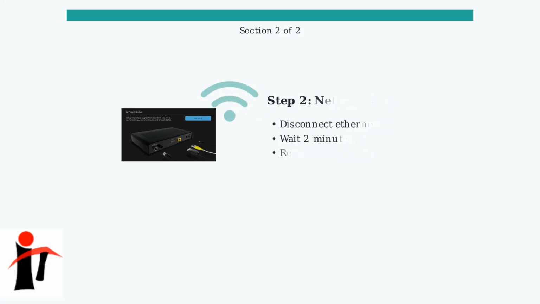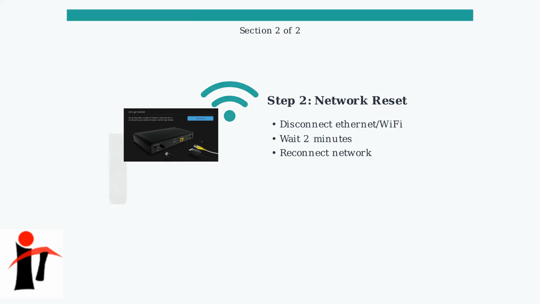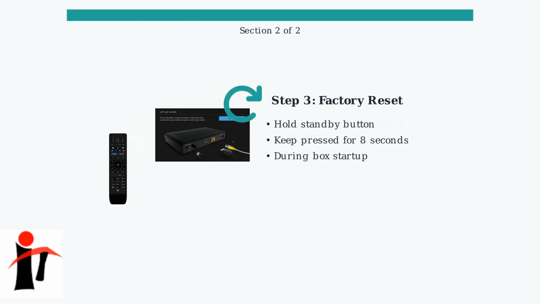Step 2 is the network reset. Disconnect your Ethernet cable or Wi-Fi connection for 2 full minutes. This forces the box to re-establish communication with YouView servers when reconnected. Step 3 is the factory reset. Hold the standby button on your remote for 8 seconds during startup. This restores the box to its original settings while preserving your recordings. After completing these basic steps, allow 2 to 4 hours for automatic recovery. The box needs time to download updates and rebuild its system files.